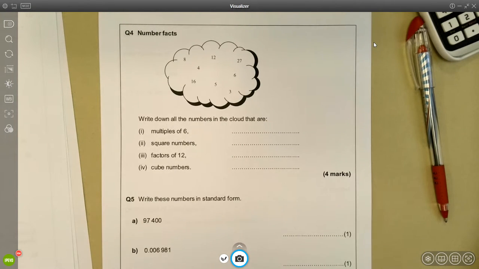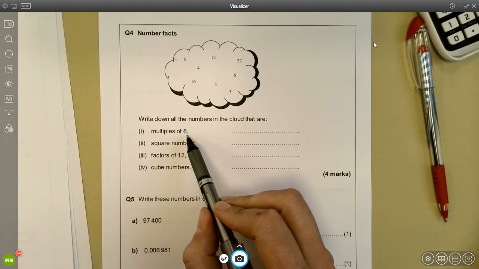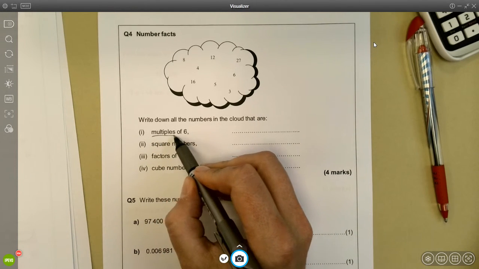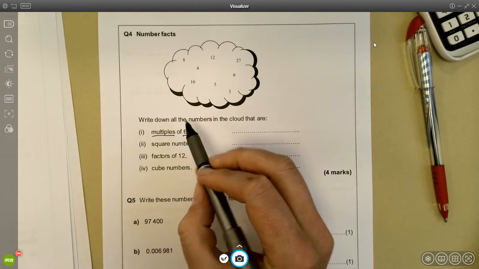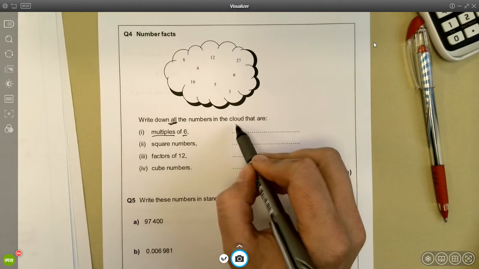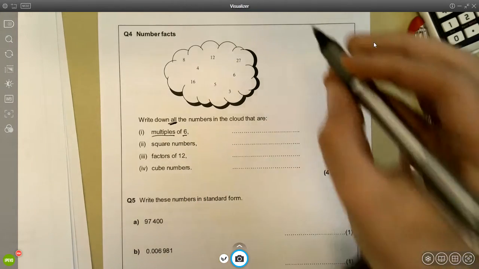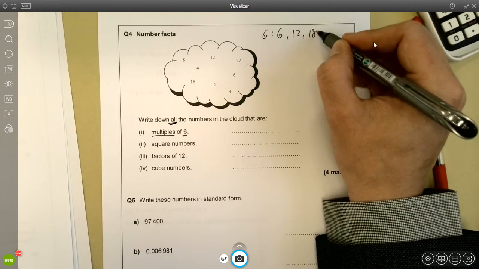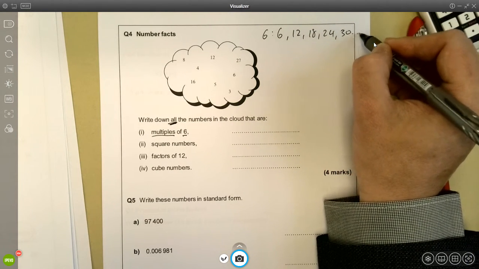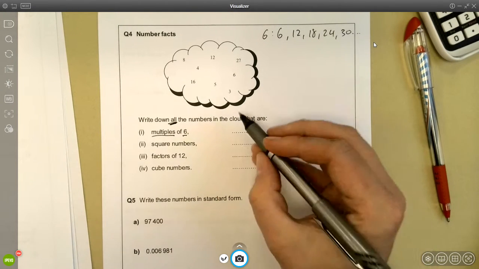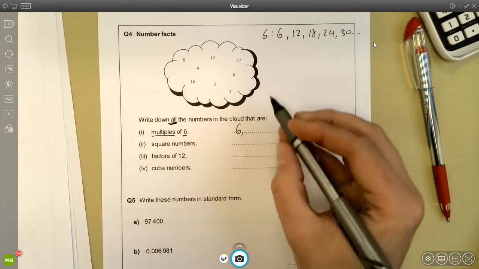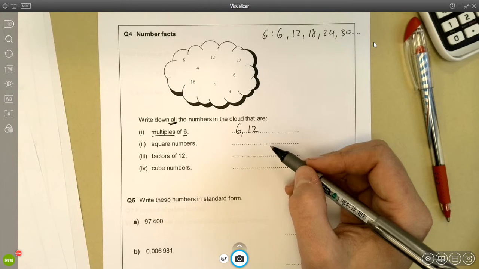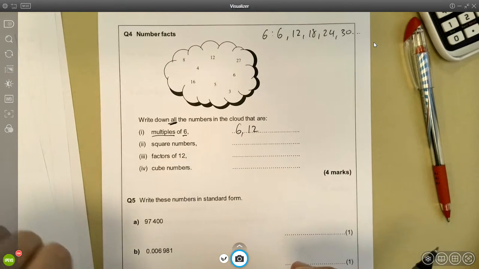Okay, so question 4. We're looking at numbers in the cloud that are multiples of 6. So multiples are the times table of 6, and they've got to be all the numbers in the cloud. So if I look at the 6 times table, I'll go 6, 12, 18, 24, 30, etc. So out of the cloud, what's in there? Well, we've got 6, we've got 12, and then we don't have anything else in there. So to get your full marks there, you needed to just have 6 and 12.